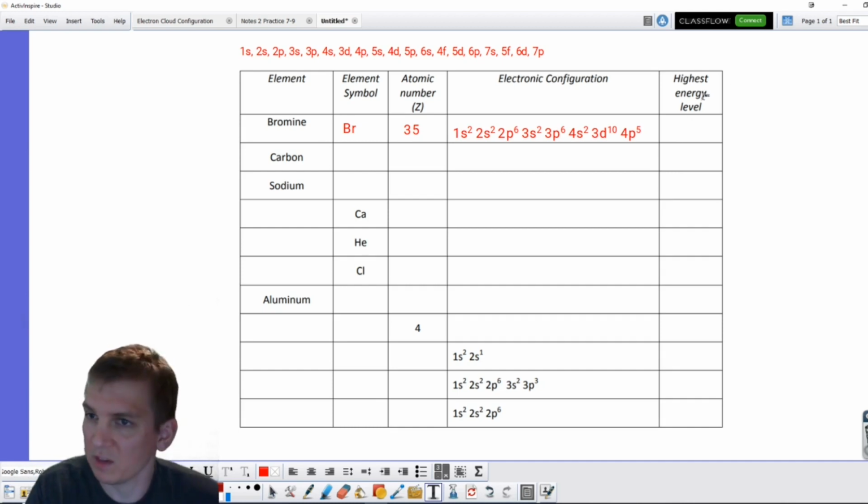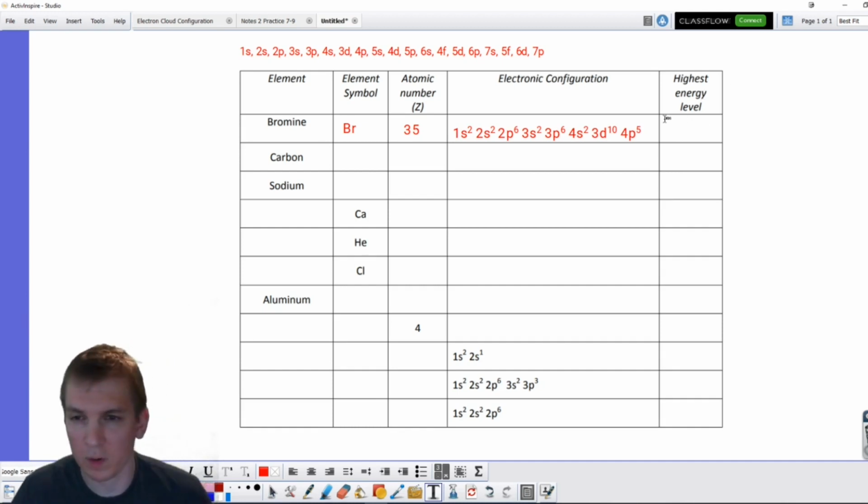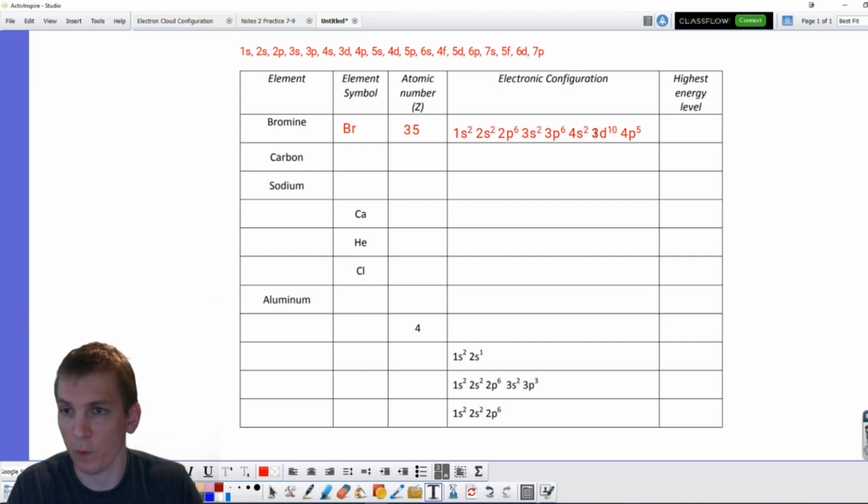The column over here that says the highest energy level, if you remember earlier, the highest energy level is the biggest big number in front. So we've got 1, 2, 2, 3, 3, 4, 3, and 4. So the biggest out of those numbers is going to be 4. That's the highest energy level.